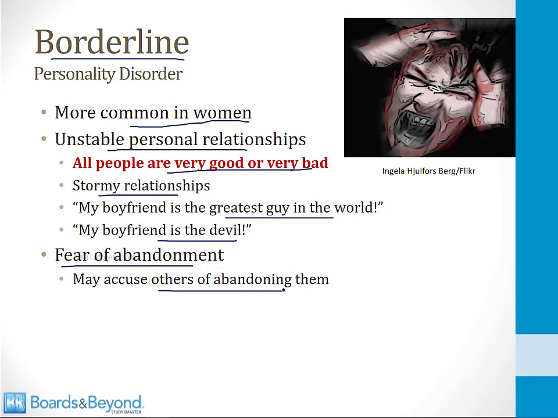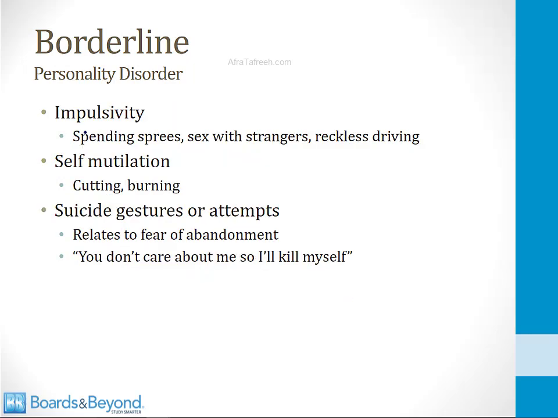They can really like someone, and then they can feel like that person is abandoning them, and they can suddenly change their tune and become totally mad at someone. And this can be a big problem if you're trying to treat a patient who has this disorder. Other features of borderline personality disorder are shown in this slide. These patients are impulsive. They may go on spending sprees or have sex with strangers or drive recklessly. They can sometimes self-mutilate.